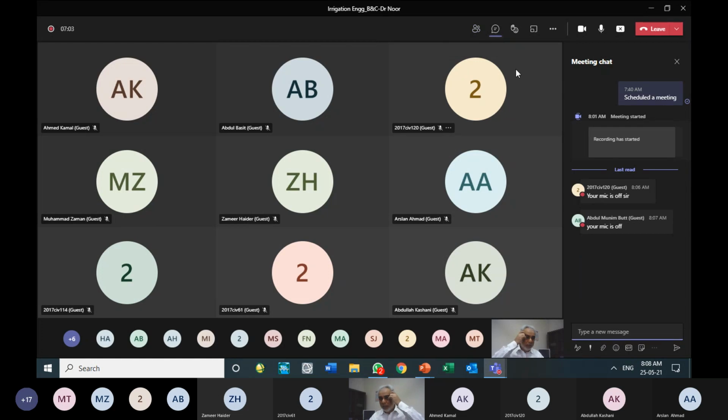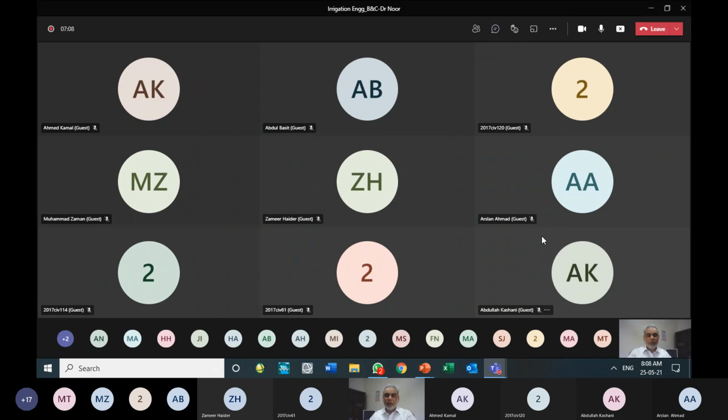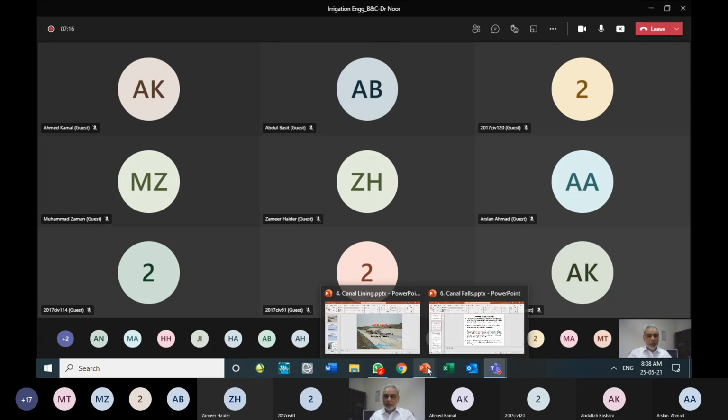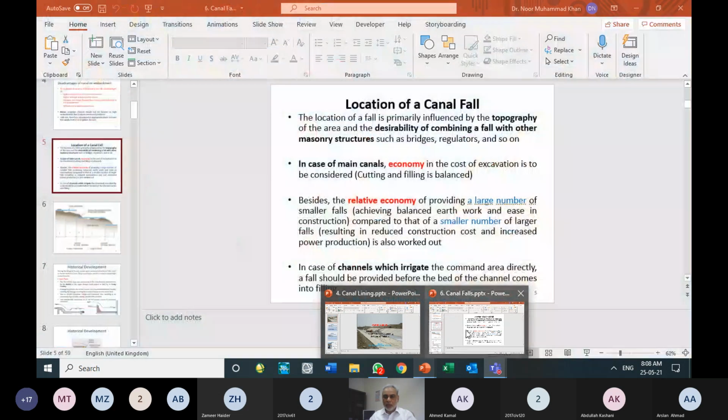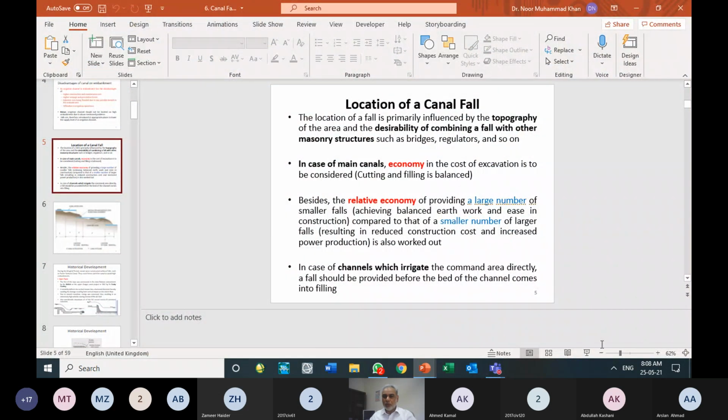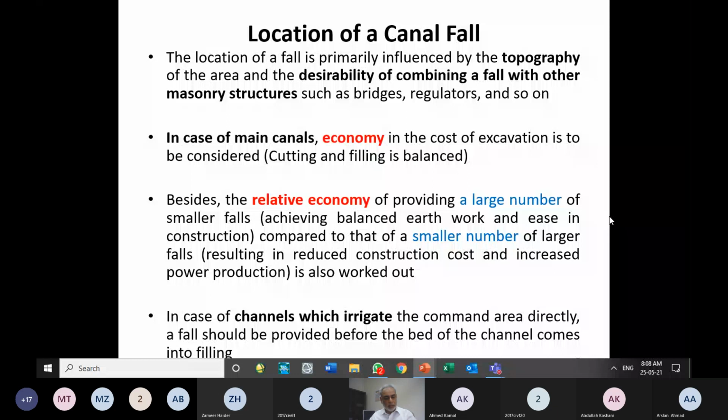If we don't provide canal fall, what will happen is excessive filling will be required. And if sometime there is a sudden drop in the natural topography also, then we need to provide the canal fall. So these were discussed. Location of the canal fall was discussed, where to locate, and we discussed the location with respect to location of fall in main channel, in main canal, and in case of distributary canal.